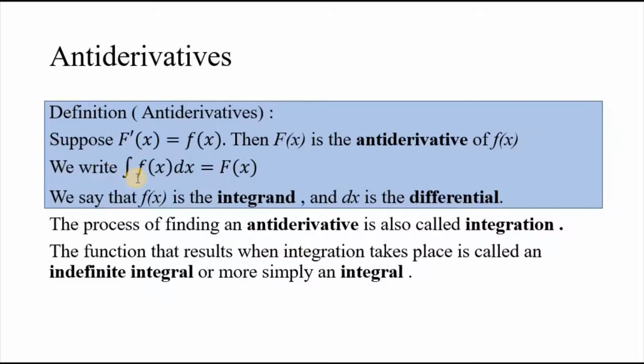We write it as follows. We say squiggle, indicating antidifferentiation or integral, of f of x dx is equal to uppercase F of x. We say that f of x is the integrand and dx is the differential. The process of finding the antiderivative is also called integration. The function that results when integration takes place is called the indefinite integral, or more simply just integral.